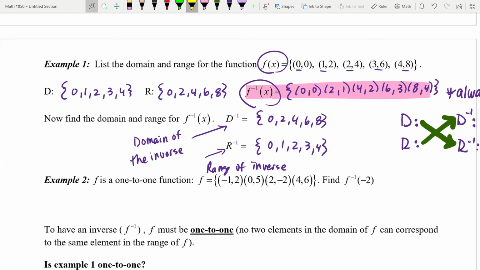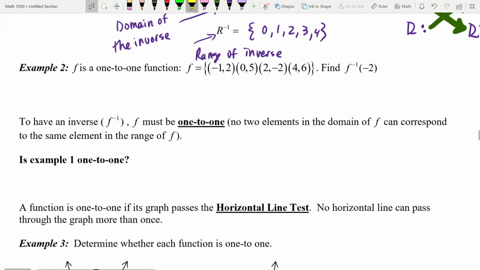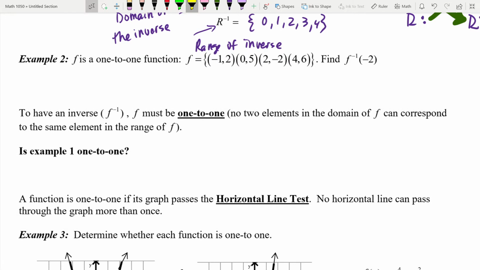In order for something to have an inverse, it must be 1 to 1. An easy way to say if something's 1 to 1 is it means no y values repeat. So question 2, is this 1 to 1? Look at the y values: 2, 5, negative 2, positive 6. Is it 1 to 1? Yes, it is.